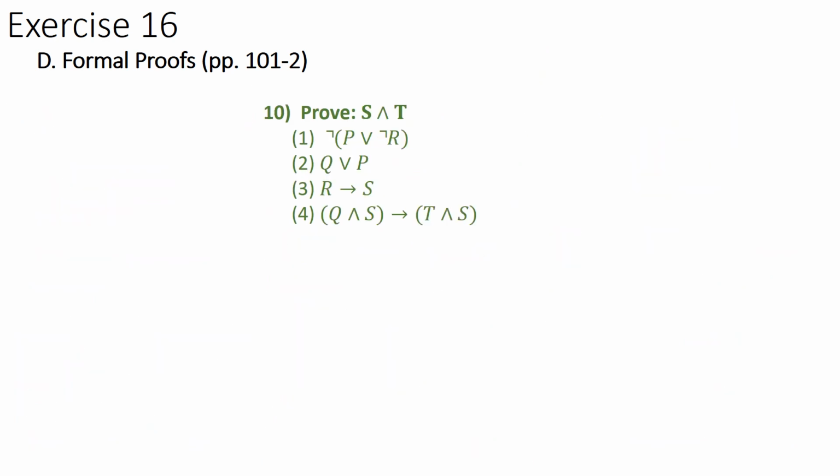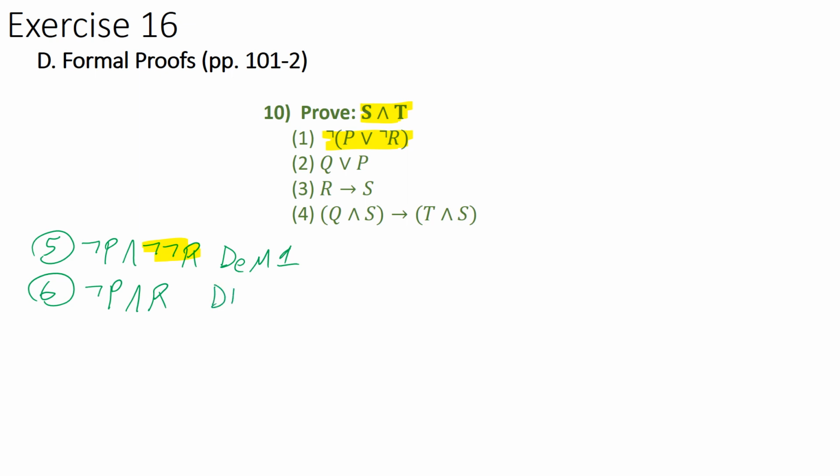The last formal proof, we want to prove the conjunction S and T. We're given 4 premises to work with. It looks like premises 2, 3, and 4 we can't do anything with yet, but premise 1 we could apply De Morgan's rule. And hence for line 5 we'll say not P and not R. De Morgan, line 1. And then we could double negate to clean this up, so to speak. So for 6, not P and R, double negation 5.